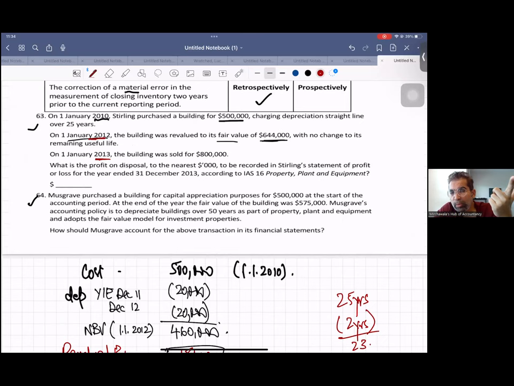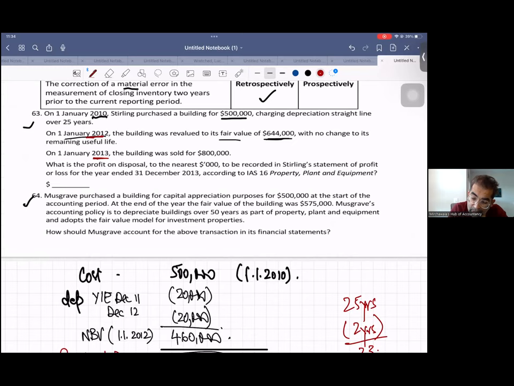Musgrave purchased a building for capital appreciation. Yes, it's IAS 40. Simple. Purchased for 500,000 at the start of the accounting period. At the end of the year, the fair value is 575. Musgrave's accounting policy is to depreciate buildings over 50 years as part of property, plant and equipment and adopt the fair value model for investment property. See, this is the dodge.